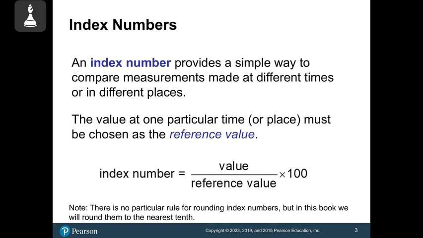We can calculate the index number by taking our value divided by the reference value and then timesing it by 100. Now, depending on what you're working with, they may round to different values. For our book, we are going to round them to one number after the decimal place.